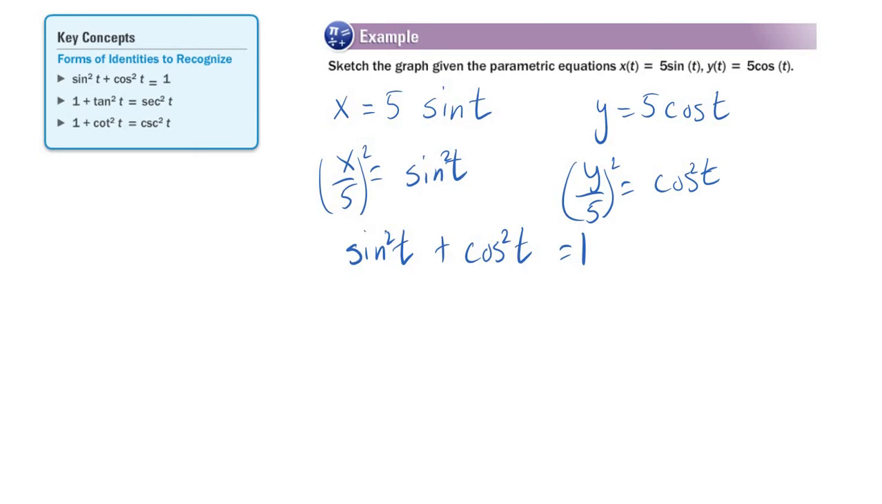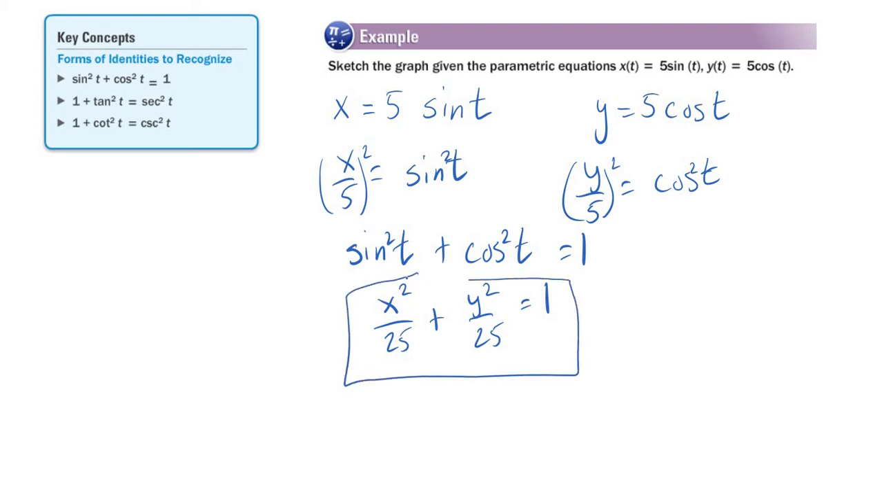So now let's substitute. Well, sine squared is the same as x squared over 25, if I square this, plus cosine squared is the same as y squared over 25 equals 1. Now if we wanted, we could multiply 25 by both sides to get x squared plus y squared equals 25. Hey, that's a circle of radius 5, right? Which is exactly what we saw in the graph.